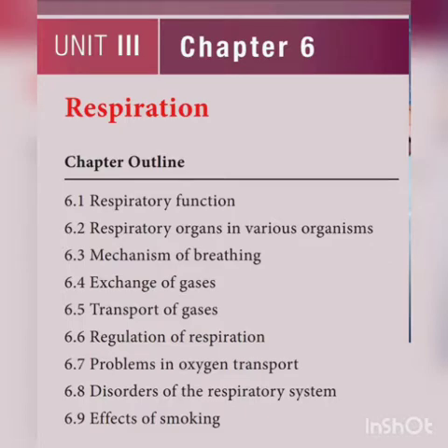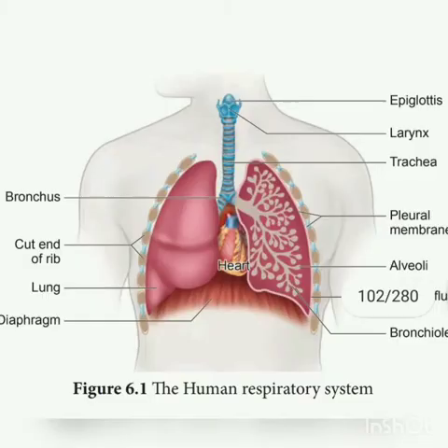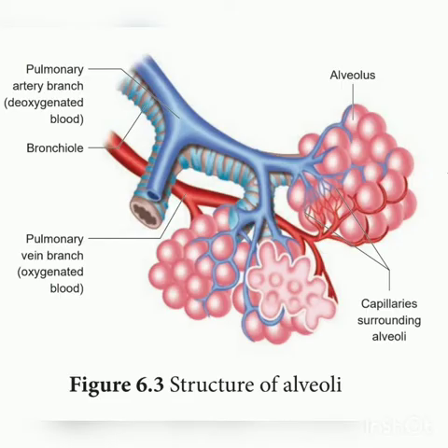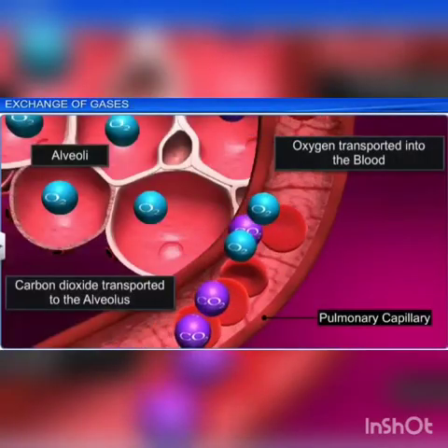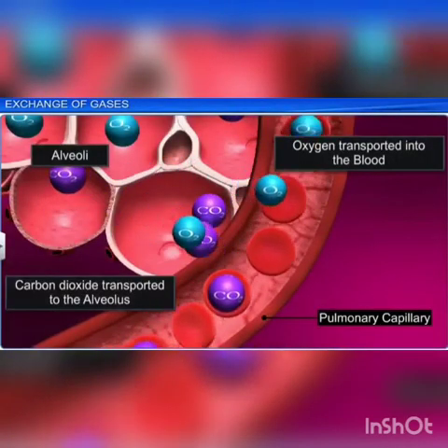So we are on the way of respiratory system of human, right? In the previous class we discussed the structure of the human respiratory system, the mechanism of breathing, and how exchange of gases takes place in the alveoli. Today we will start with transport of gases. Transport of gases includes transport of oxygen and carbon dioxide.